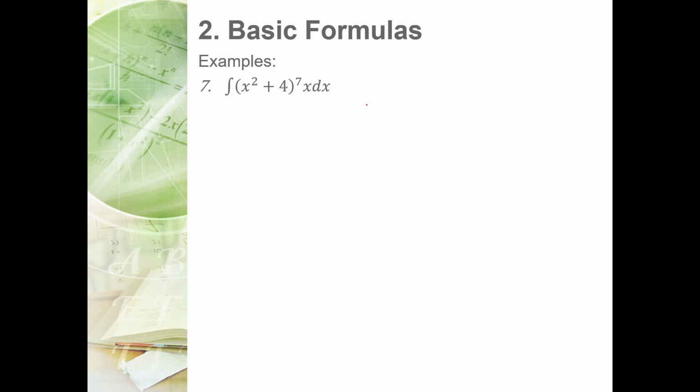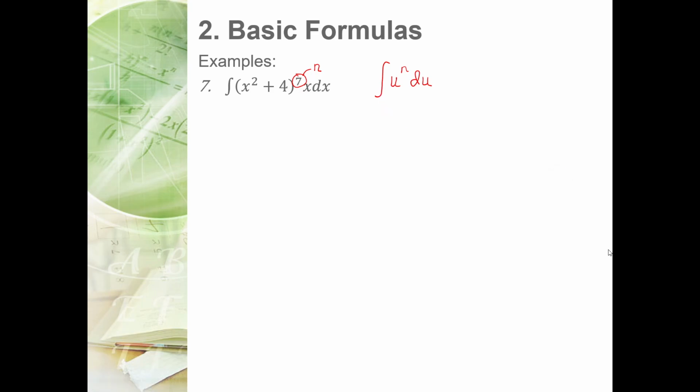So we have the integral of x squared plus 4 raised to the power of 7 times x with respect to x. Again, we are going to use u sub since we have the exponent of 7. This is our n. And then again, we are going to achieve the basic formula of u to the power of n du.